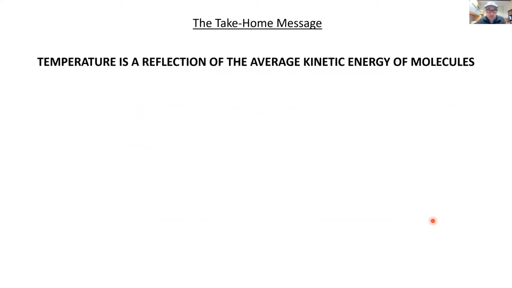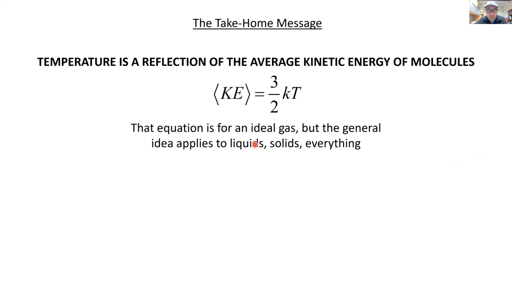All right, so here's the take-home message. Temperature is a reflection of the average kinetic energy of molecules. So this is a great breakthrough in physics. We finally came up with a physical understanding of what temperature really is. For an ideal gas, we got this particular relationship. And here I have KE instead of K. That just means kinetic energy. Sorry for that. So that equation's for an ideal gas.